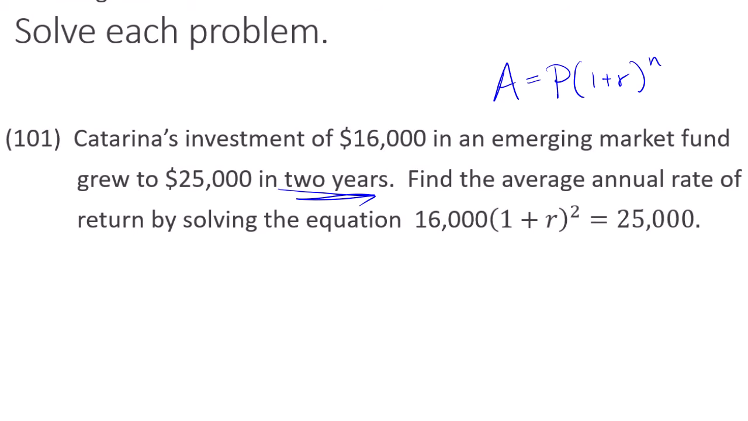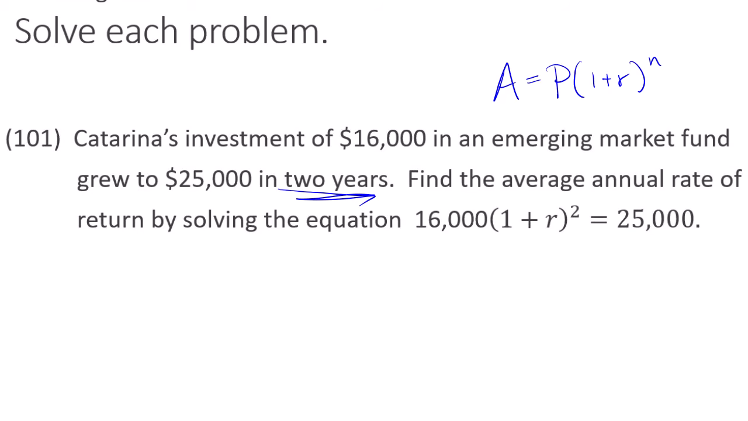Right? And this is the formula: amount equals principal times 1 plus the interest rate to the nth power, and n is the number of compounds, basically, or the number of years in this case, okay? So we have 2 years, 1 plus r on the inside as usual. We know that our principal is 16,000. That's what we start with, right? And then we end up with, or we want to end up with 25,000, okay?